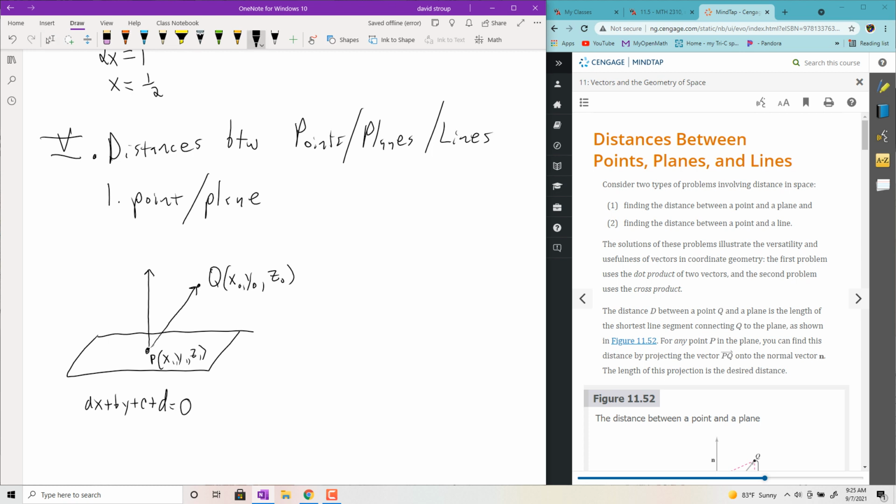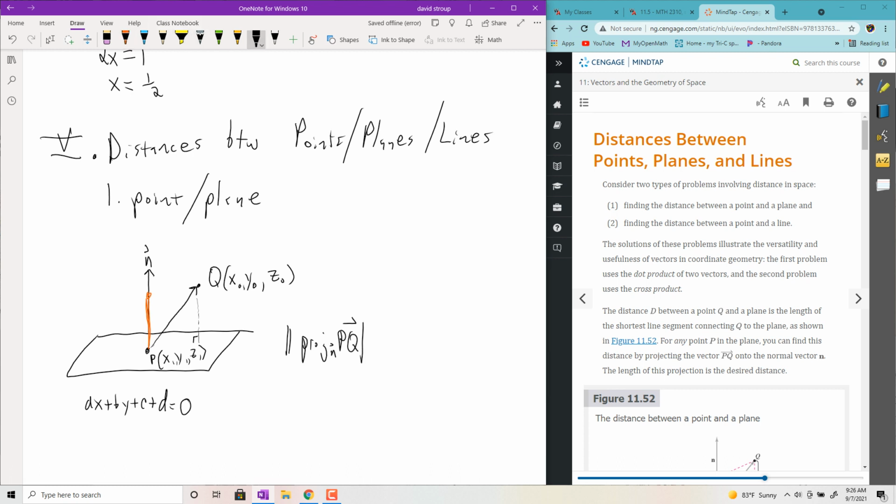To figure out the distance from P from the plane to Q, you're going to take the projection of Q onto this normal vector. That projection will tell you basically this perpendicular distance to the plane. So you need to remember the projection formula: the magnitude of the projection of this vector PQ onto the normal vector, which will end up just being this distance here that we're after.